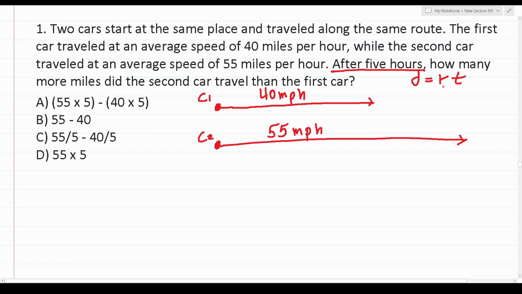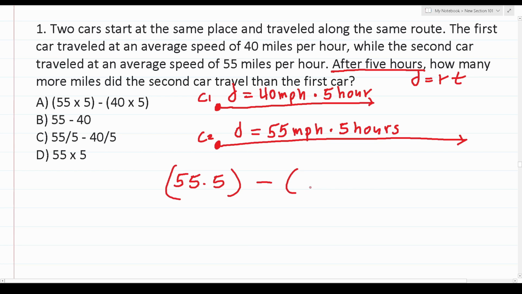So again, distance is equal to rate times time. So this would be 40 times 5 hours, and we would figure out what its distance is. And this would be 55 times 5 hours. And that would give us our distance. So in this case, to figure out how much farther car 2 traveled than car 1, it would be 55 times 5. That's the distance car 2 traveled, minus 40 times 5. That's the distance car 1 traveled. And as we can see, this is answer choice A.